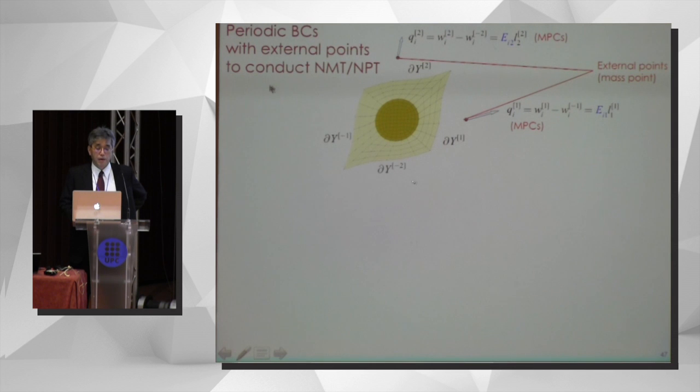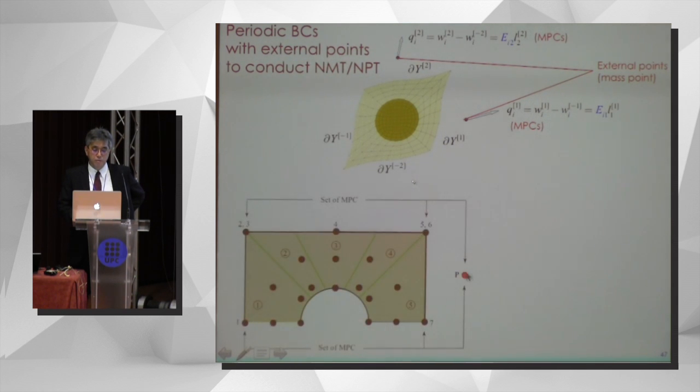But at the same time, we have to impose a periodic boundary condition with these external points here in order to conduct a numerical material test. So look at these external points. Then the periodic boundary condition for these angular points must become this set of multiple point constraints for the periodic boundary condition. Then applying an equivalent transformation, we could have this set of multiple point constraints for the periodic boundary condition here.